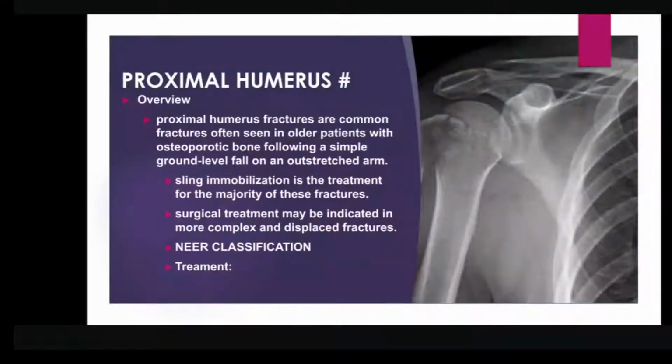Now, coming to proximal humerus fracture again. Proximal humerus fracture may be a greater tuberosity fracture, lesser tuberosity fracture, head fracture, neck fracture, or a combination of all these. These are classified as proximal humerus fracture.